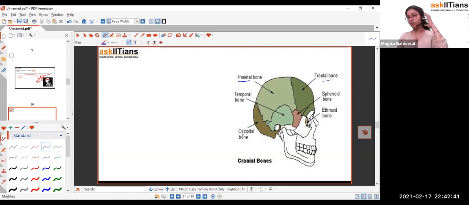And then we have the temporal bone. Temporal bone is present right here where I have my headset, okay? Temporal bone is the one which covers the entire hearing cavity. And then we have the occipital one, which is present at the back of our head, right? And then we have the ethmoid bone. Ethmoid bone is present near the sphenoid bone right here, okay? So these are the different types of cranial bones which are present in the human body.